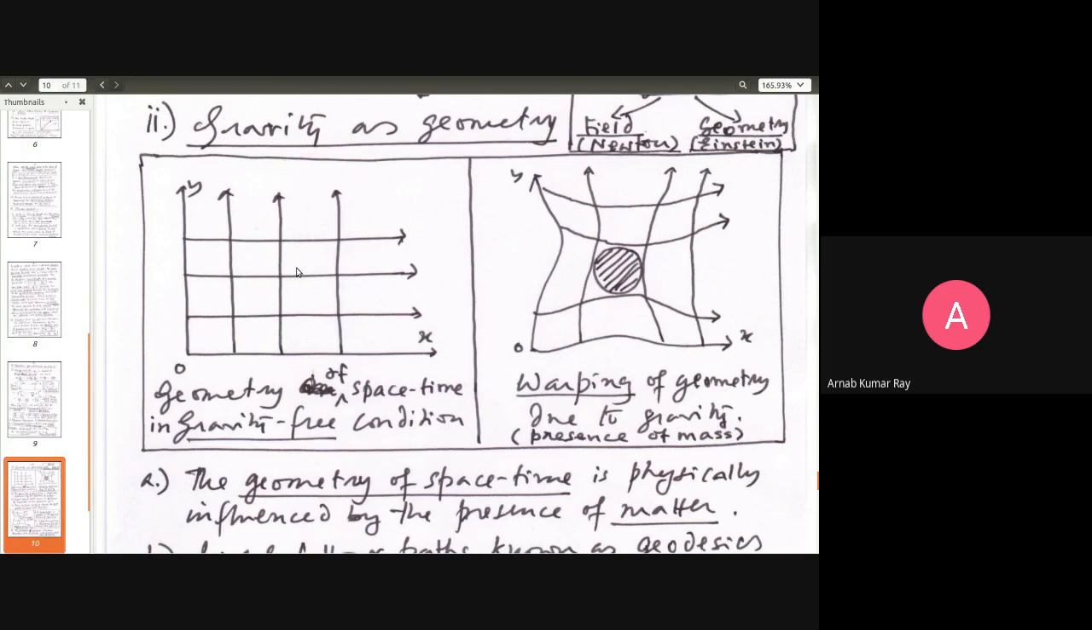Now, let us try to see. For simplicity, I have just drawn a two-dimensional universe having two axes, x and y. Well, ideally it should be x and t, because space and time, but I've just drawn x and y. That's all right. That's not the big issue over here. I've written something over here, geometry of space-time in gravity-free condition. Here comes Einstein's idea of gravity.